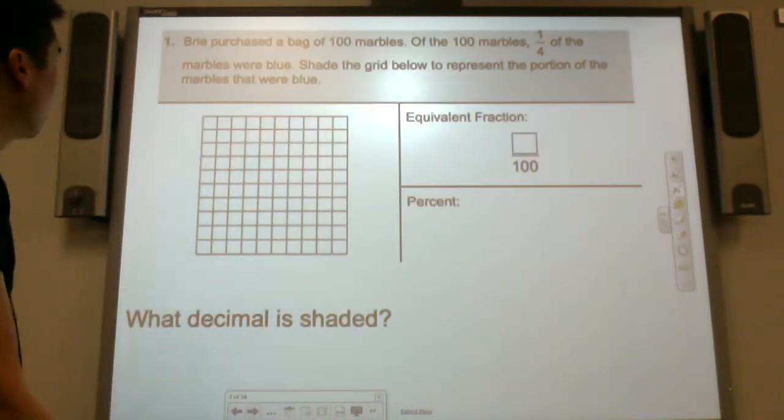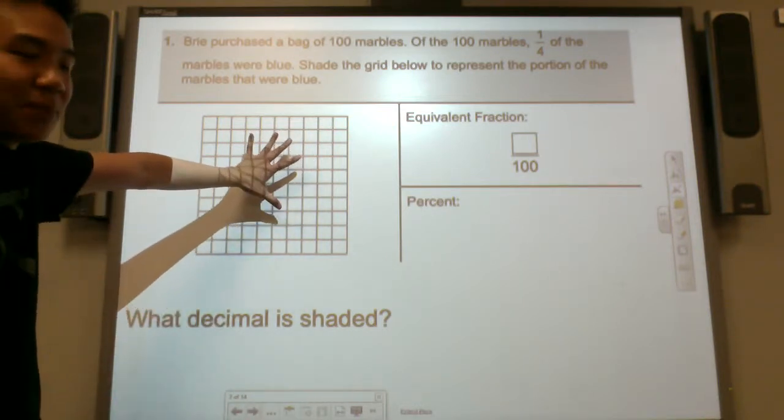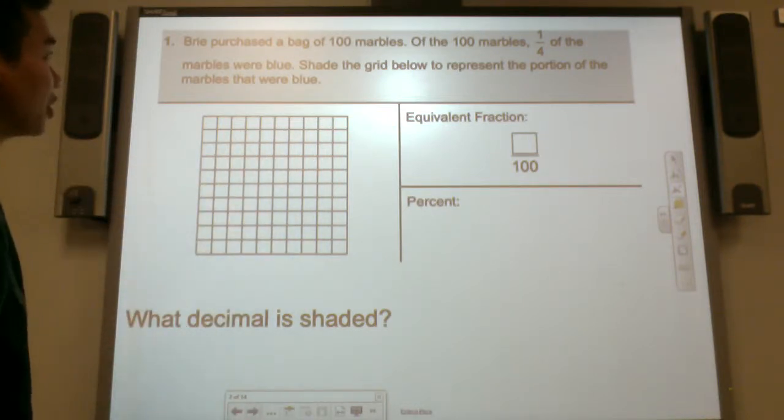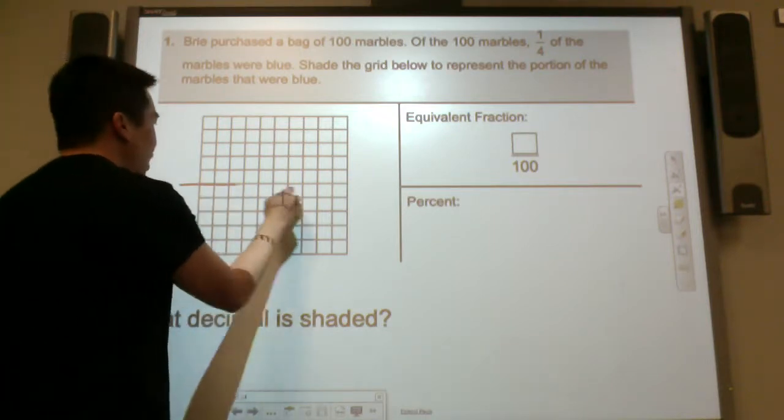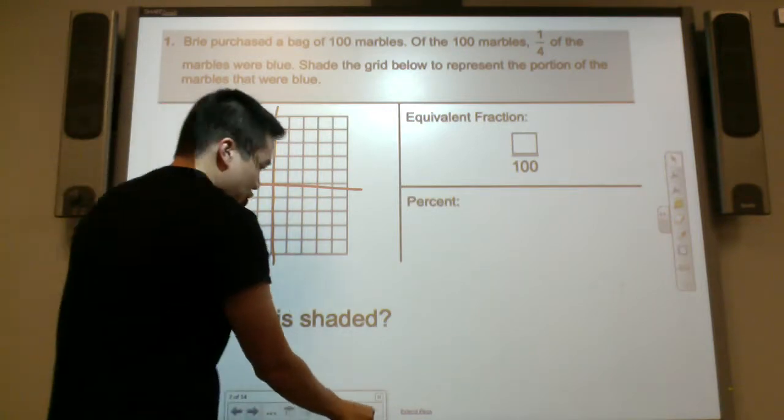Alright, let's do our percent. So Bree purchased a bag of 100 marbles. This is a 10 by 10 grid. There are 100 squares in here. Of the 100 marbles, 1/4 of the marbles were blue. I guess I should shade blue.